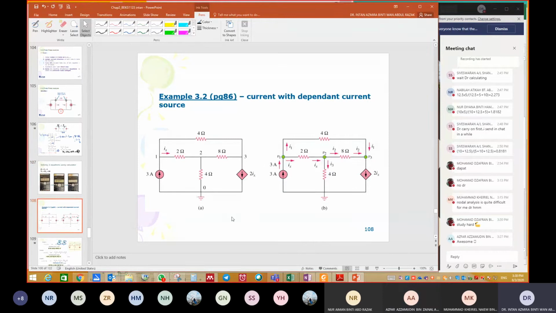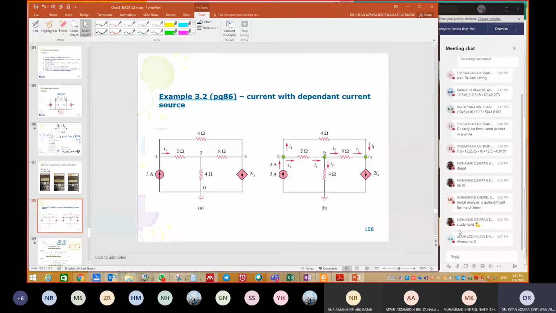Okay. Now this is another circuit. The first step is to assign nodes. The important thing is the number of nodes. We have only 3 nodes here. If you assign 4 nodes, then you will have 4 equations. Please be careful in determining the number of nodes. So let's name them V1, V2, and V3.